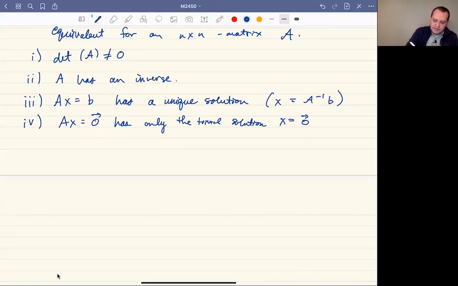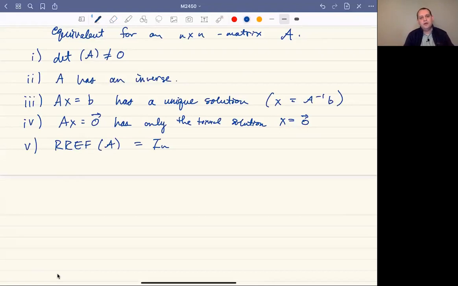A few other things to say. One is that, if the determinant of A is non-zero, then the reduced row echelon form of A is the n by n identity.